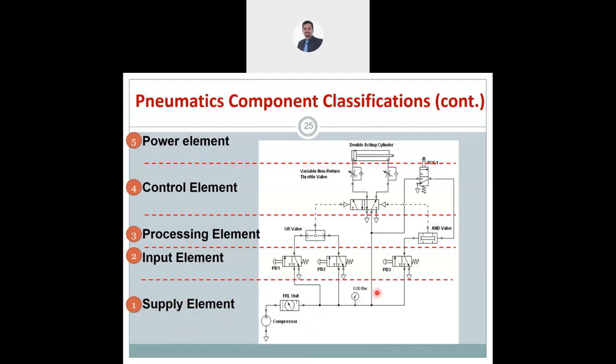Then you go to the input element. Input element means you start a system. Usually to start a system you have a push button, PB meaning push button, or you have an end lever that you pull. All of these are pneumatically actuated. So the input element can be anything, any input.